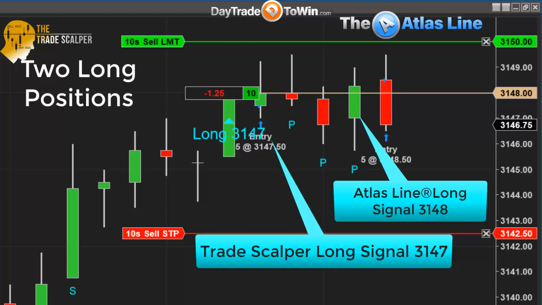We have the first position at 31.47 on the trade scalper, and we have a second position long as well at relatively the same price. It's not that far away. It's a little bit higher on an Atlas line pullback trade. What that means is that we're doubled up, we have the target. The ATM strategy allows us to do that, and we have a stop.